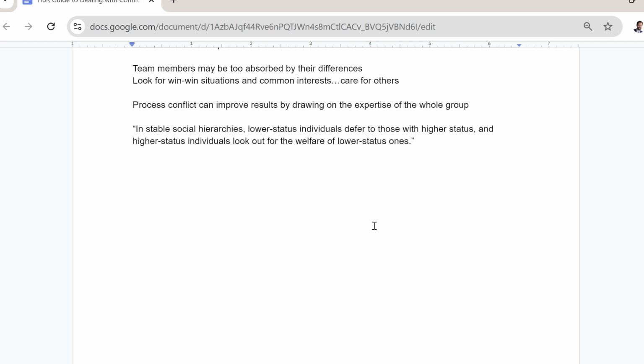In stable social hierarchies, lower status individuals defer to those with higher status, and higher status individuals look out for the welfare of lower status ones. And I want you to keep that in mind, especially as you climb the corporate hierarchy or as your business grows, that you're going to have a responsibility to take care of those people that are beneath you and those people that have lower status. Don't just see them as pawns in your corporate game.